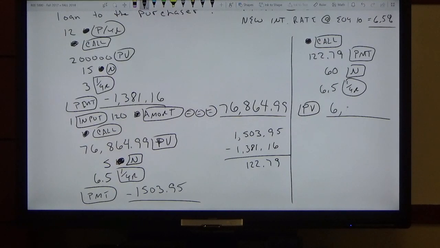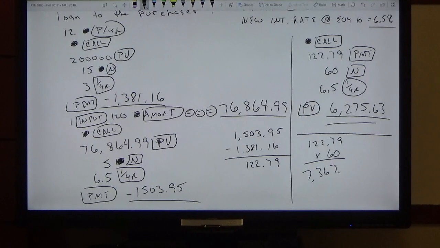And you get $6,275.63. So what this number represents, let me do one more thing before I talk about that. So in this case, we're basically saying $122.79 times 60 months is $7,367.40. So that's your actual cash savings, okay, by assuming this loan. Does that make sense? Okay.